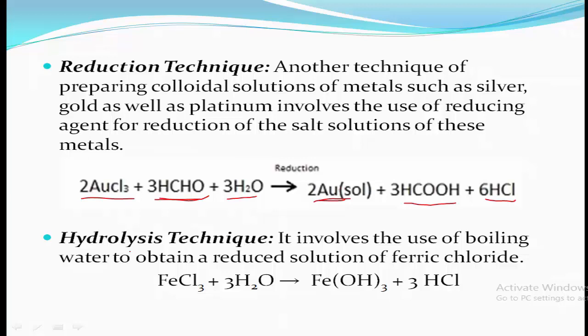Then fourth one, hydrolysis technique. Hydrolysis means we have to simply add water. It involves the use of boiling water to obtain a reduced solution of ferric chloride. Ferric chloride is taken, and here we use boiling water. When ferric chloride is added to the boiling water, it will form the ferric hydroxide sol, along with the hydrogen chloride.